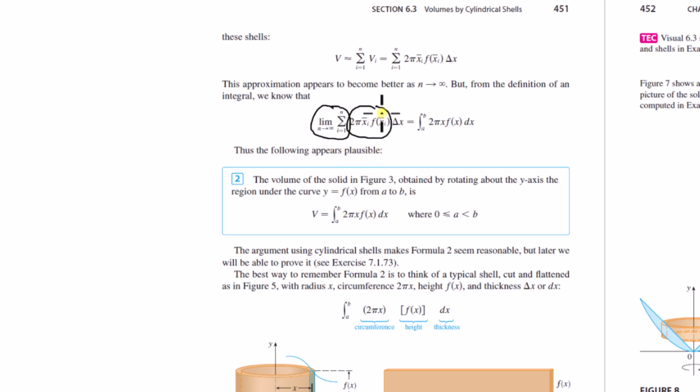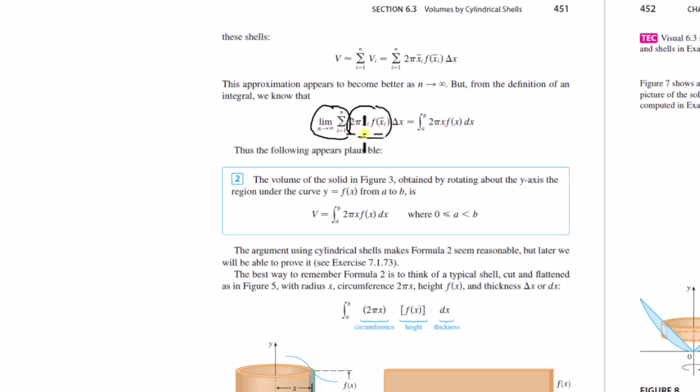You could set up the shells so that what you use to get the circumference 2 pi r is the left endpoint or the right endpoint. And as n goes to infinity, it would still converge to the same value because the elements are so small. As n goes to infinity, the delta r is getting tiny. The delta x is the delta r. So it's just interesting to think about that.